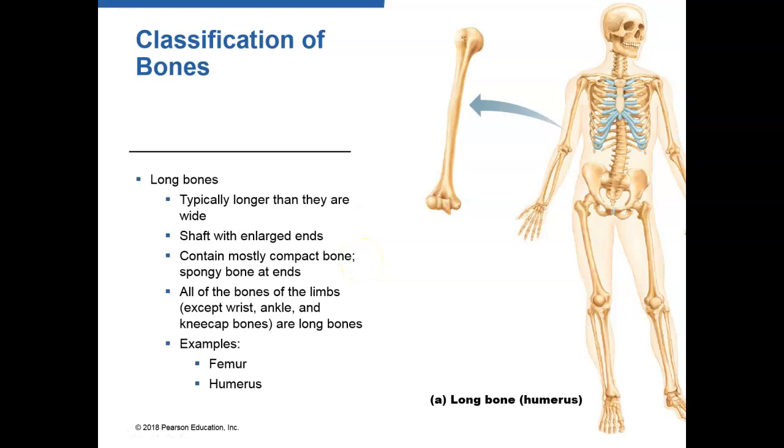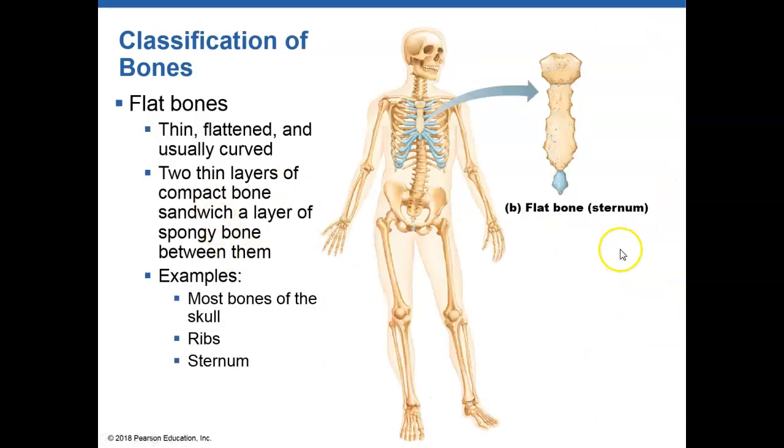So long bones, I just mentioned this, but we'll go over it really quick again, are longer than they are wide. They typically have a long shaft, and at the ends they have bulbous ends on each side. The shaft itself is compact bone, but the ends of the bone typically have spongy bone in them. Flat bones are very flat. They're curved, and they also have compact bone that surrounds a spongy bone inside.